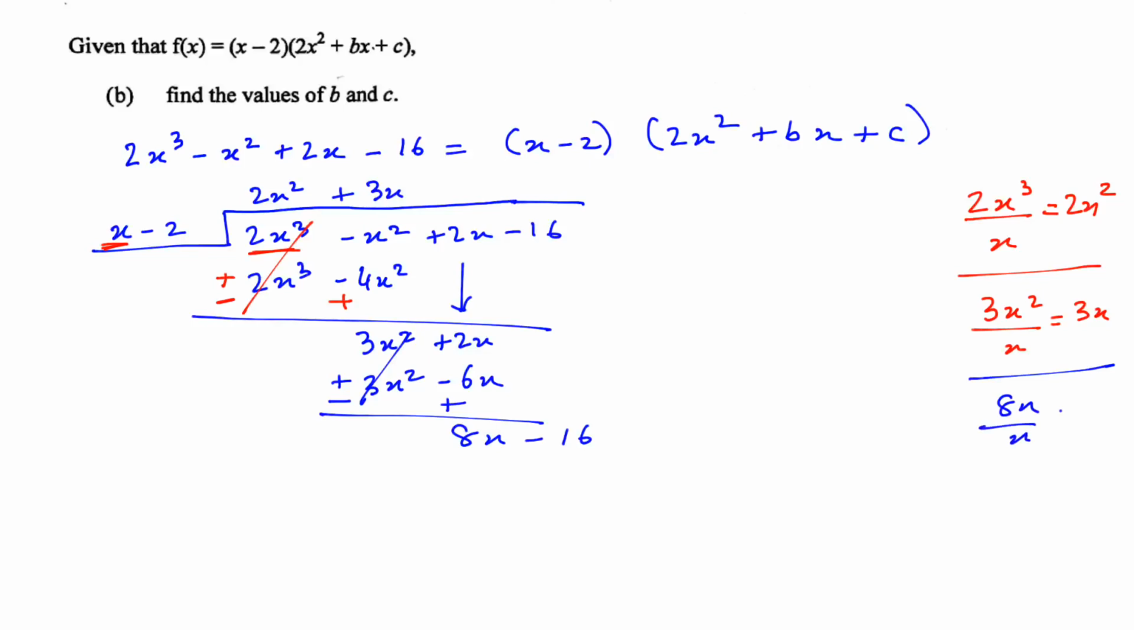8x divided by x is 8. So x multiplied by 8 will give us 8x. And negative 2 multiplied by 8 is negative 16. When we change the sign, both the terms will get cancelled.